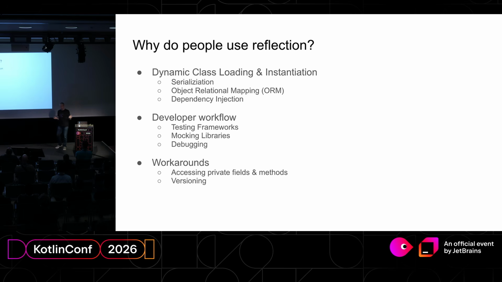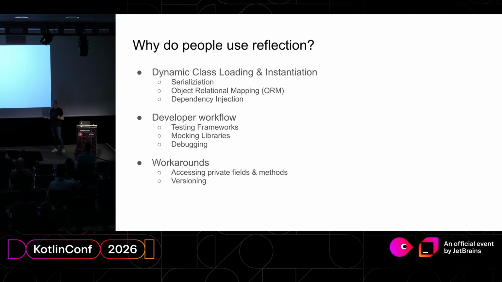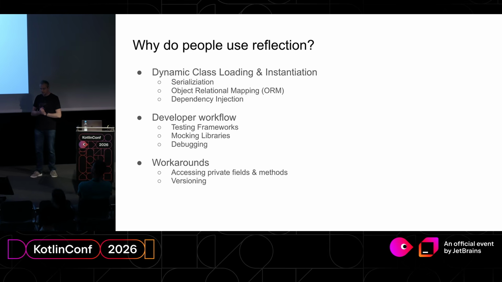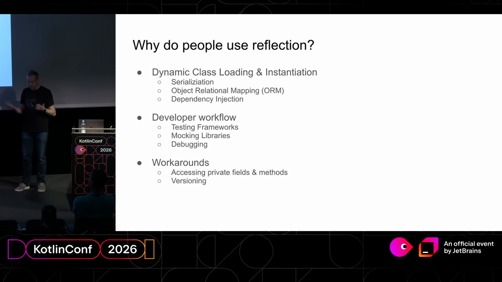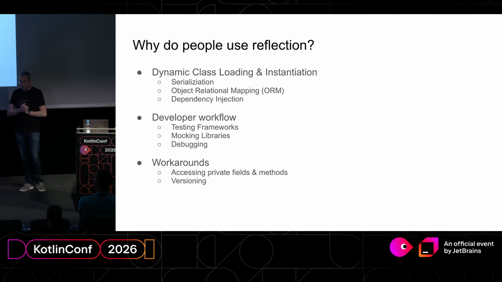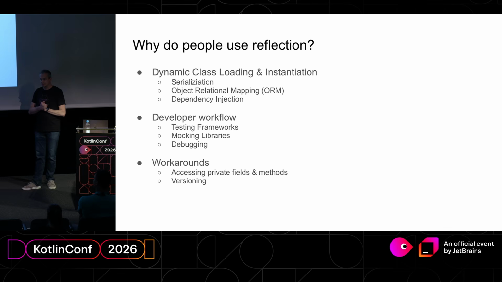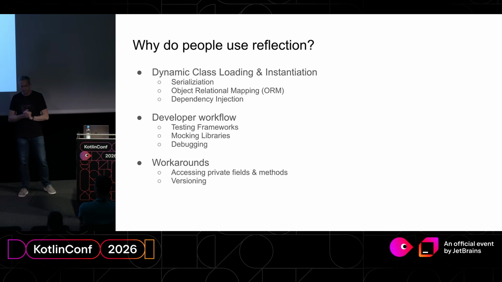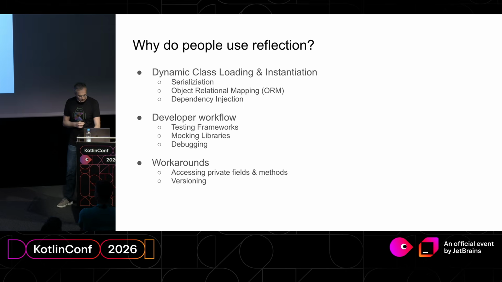Then there is developer workflows. Using it to create test frameworks, right? Being able to call into something in your code that's actually private, but I want to be able to test it. Then take that to the next level by using mocking libraries to really build alternatives to the real implementation. Debugging, I need to figure out what this class is at runtime while I'm stepping through the debugger. And of course, most famously, workarounds. I'm using this old version of this library. The method was private in that version. Let me just call it in there, right? Very common way of using reflection.